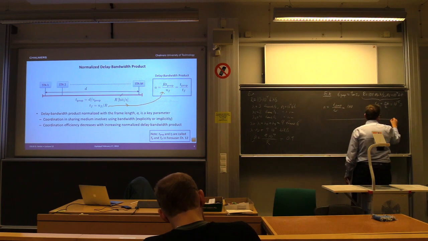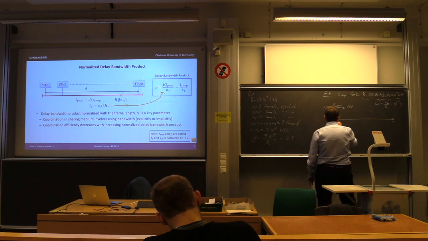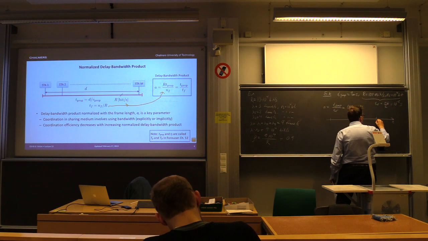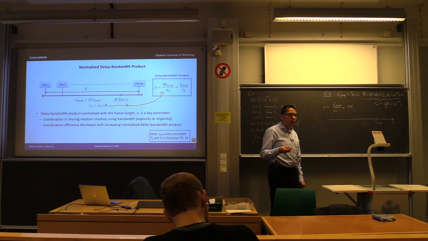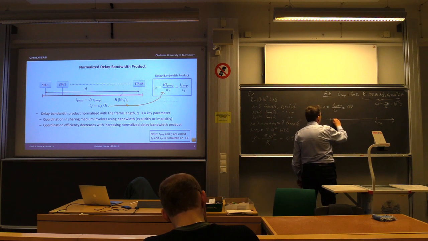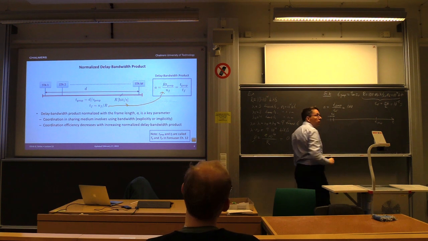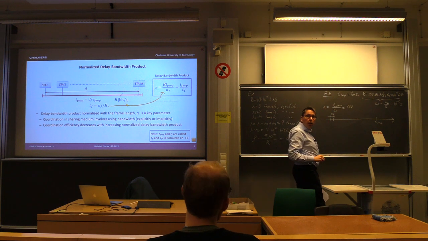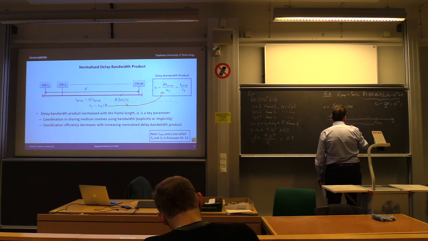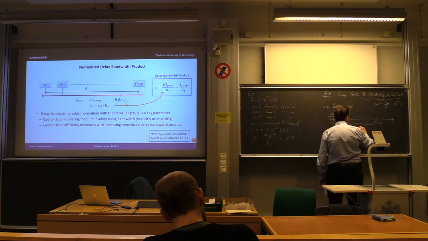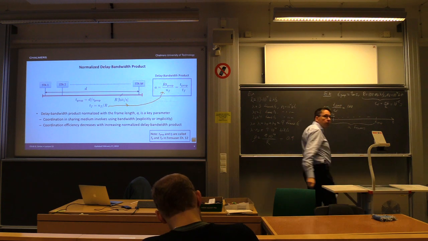One interpretation of this is to think of this in time. So if we have T-prop here, how many frames can we transmit during T-prop seconds? That's the delay bandwidth product. So we have, in this case, a fairly short frame duration compared to the propagation delay. So we can fit here 100 frames.